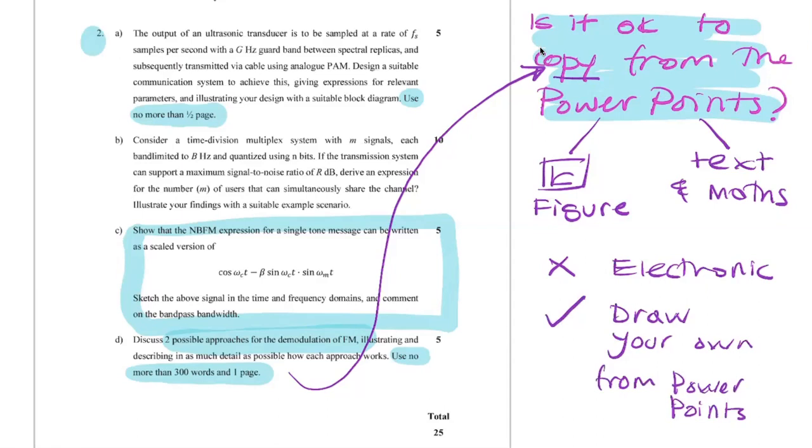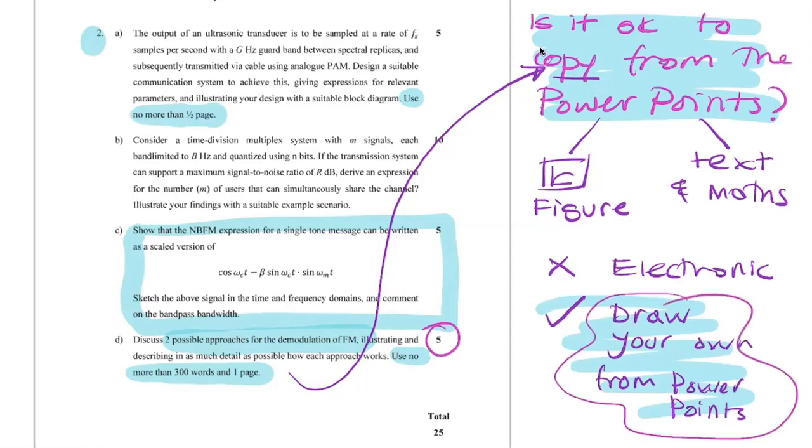Will you get a full mark for doing that? What do you think? Well, if the question was so easy that you can just copy it from the PowerPoints, there wouldn't be 5 marks. It's an open book test. So in this question, you would need the block diagram, but you'd also need to explain.